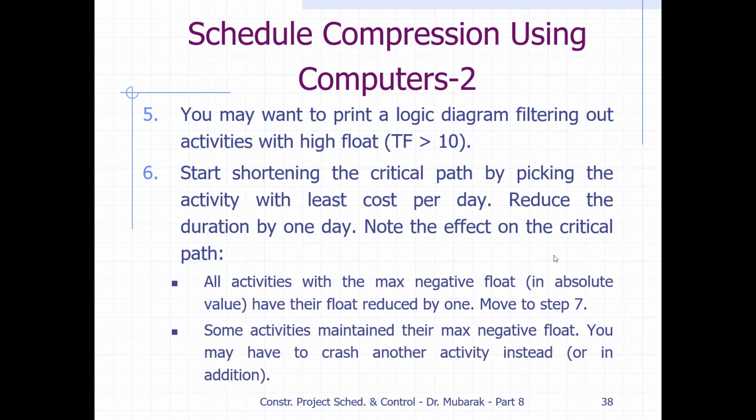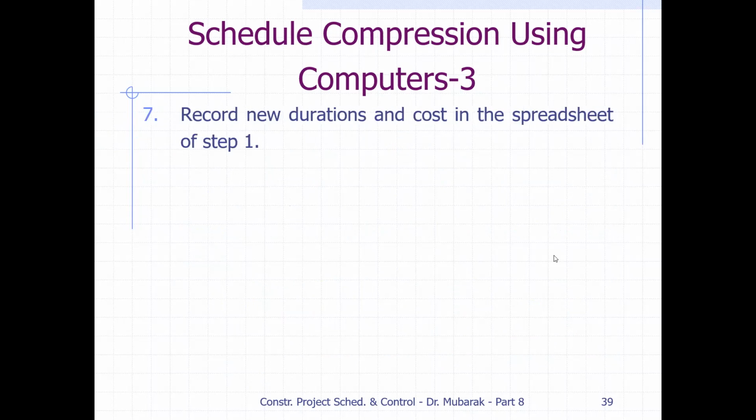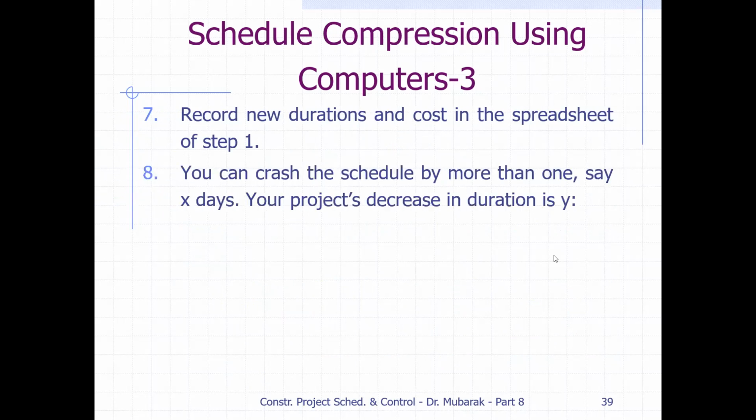If you find this, in case some activities maintain their maximum negative float, you may have to crash another activity instead or in addition. So if there are parallel paths, we have to crash both activities. Then record the new duration and cost in the spreadsheet of step 1. You can crash the schedule by more than one day, say X days. This is also possible if the curve is clear. Your project decreases in duration by Y.